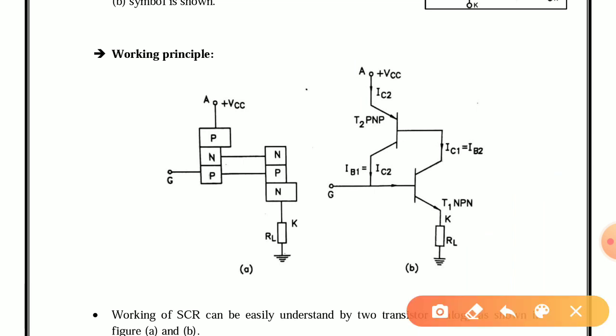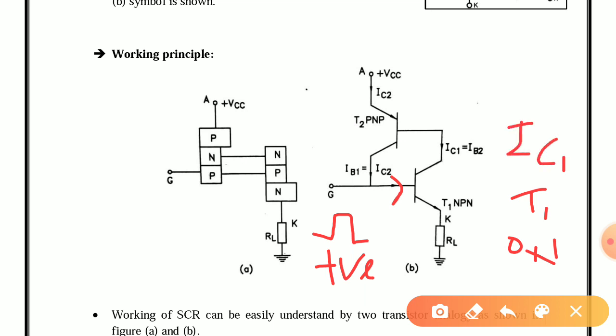But now, to understand the working, we have to give some gate voltage. As we give a small positive pulse to the gate terminal, this positive pulse becomes a voltage for the base. That means when the gate pulse is given, transistor T1 turns on, so the collector current will flow. That means the collector current of the first transistor, IC1, will flow. This collector current becomes the base current of the second transistor.